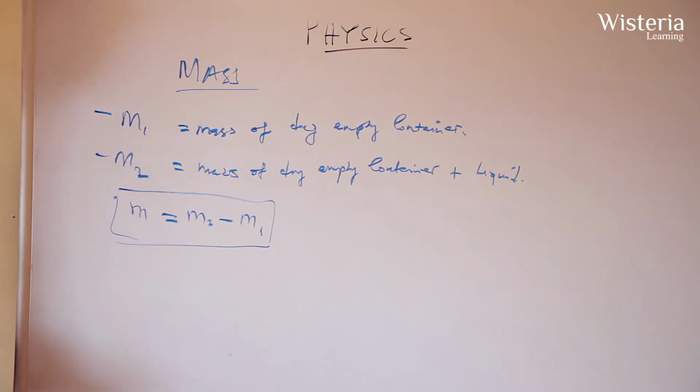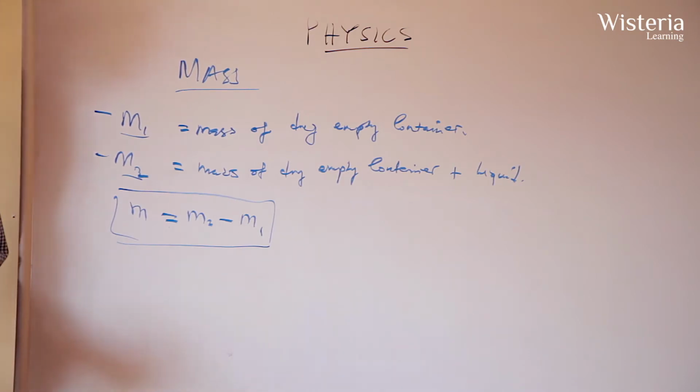So for the sake of the exam, you need to explain in detail and include all these values. If you are asked to determine the mass of a liquid, include the M1 and the M2 and the formula to show how you came up with your answer. So this is about mass.